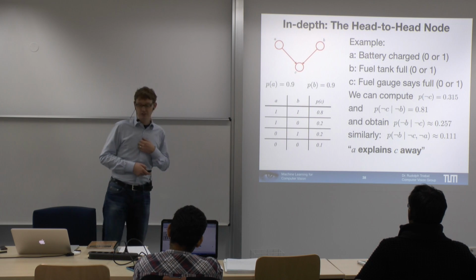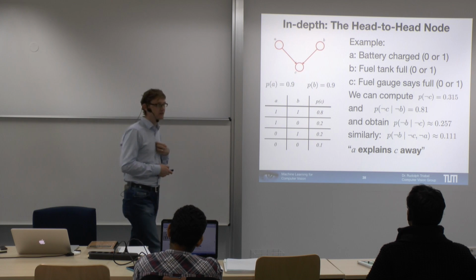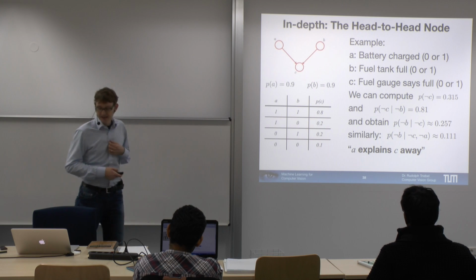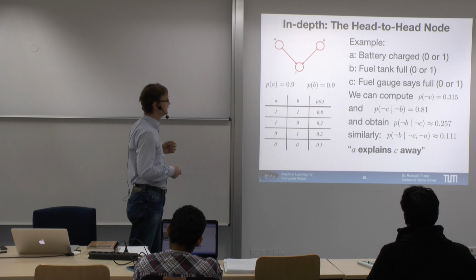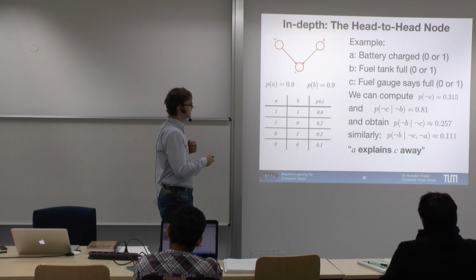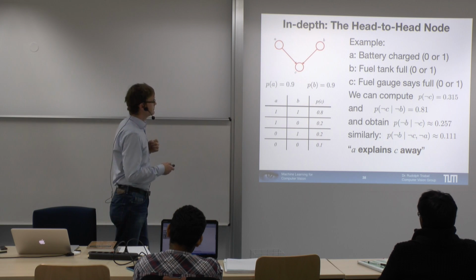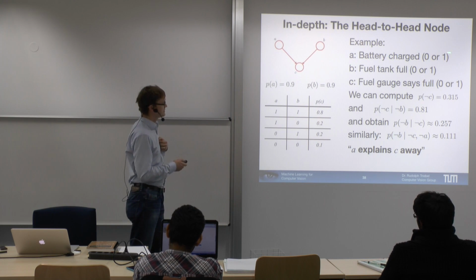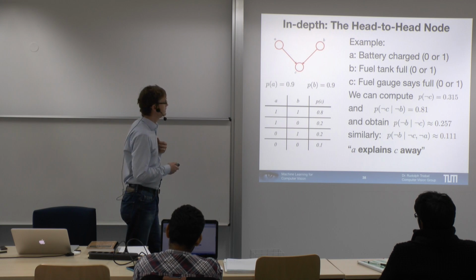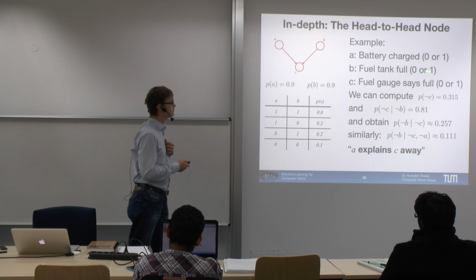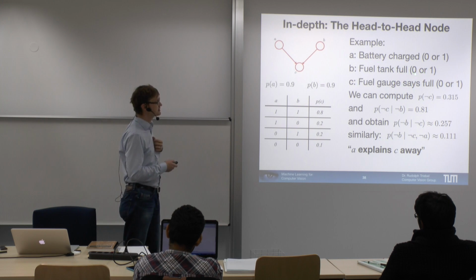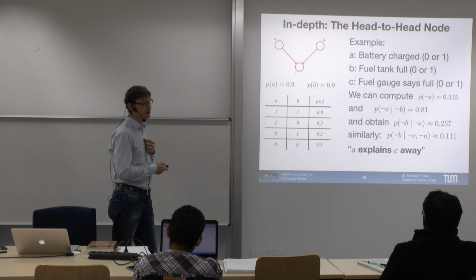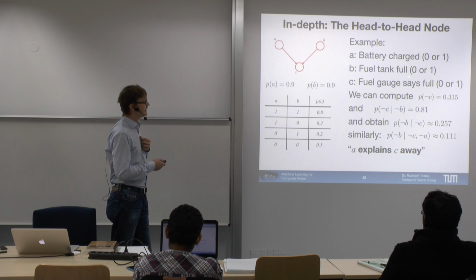And if we go into more detail, the problem was the head-to-head node. If we look at the detail of what happens at this head-to-head node, we have a little example here, also from the book. We have three variables. Variable A is represented by a battery. Battery is charged, which is 0 or 1, so all variables are binary. Then we have variable B, which is a fuel tank, and the fuel tank is full or not, 0 or 1. And we have something that measures how full the fuel tank is, a gauge that says it's either full or not. Again, we have a binary variable.